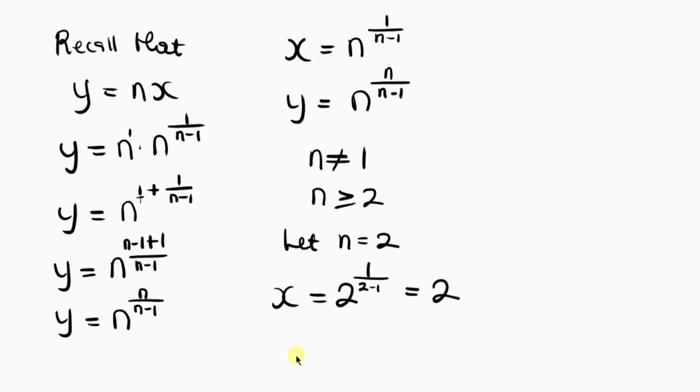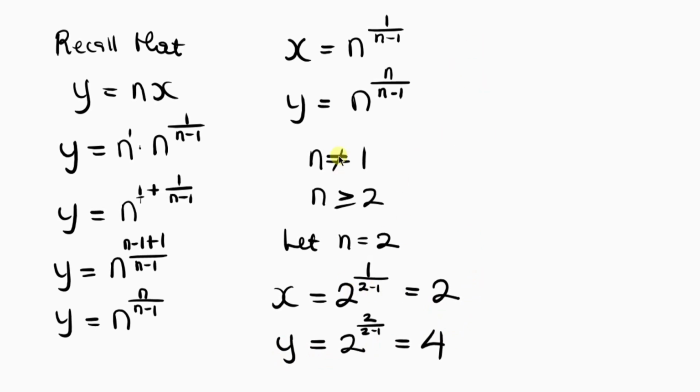Now, what about the value for y when n is 2? So let's get the value for y. y will be equal to n. n is 2 to the power 2 all over 2 minus 1. And this is going to give us 2. 2 minus 1 is 1, so 2 to the power 2 is going to be 4. Are you seeing that? So when n is 2, we have the value of x to be 2 and the value of y to be 4.